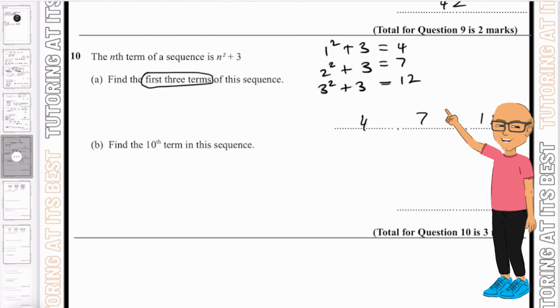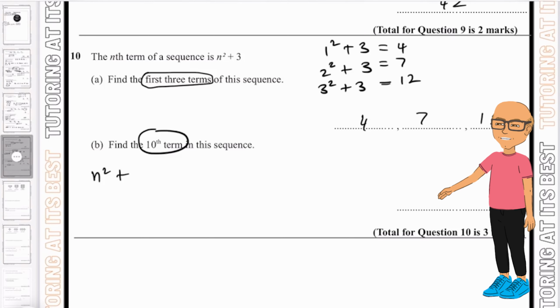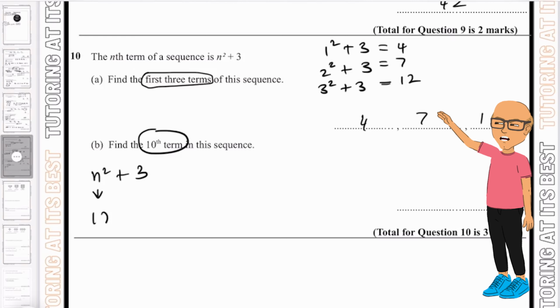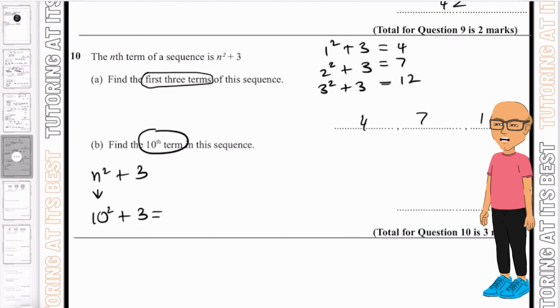And there we are. And now it's asking us to find the 10th term. So I'm going to simply take my n squared plus 3 and substitute 10 in that position, calculate it out, and that will be 103. And there we are.